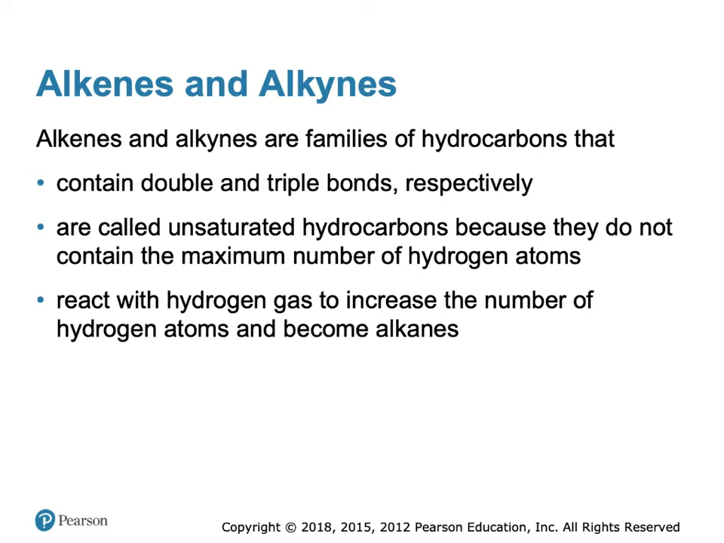A carbon-carbon double bond is depicted as two lines between the two carbons. A carbon-carbon triple bond would look like three lines between the two carbons. These compounds are considered unsaturated hydrocarbons because they do not contain the maximum number of hydrogen atoms. Alkenes and alkynes will react with hydrogen gas to increase the number of hydrogen atoms and become alkanes. So we can take an unsaturated hydrocarbon and make a saturated hydrocarbon.